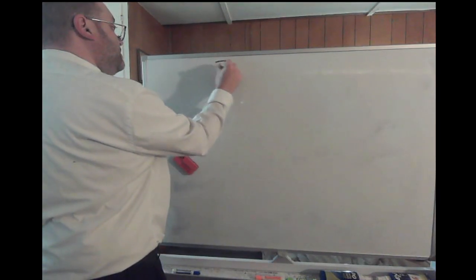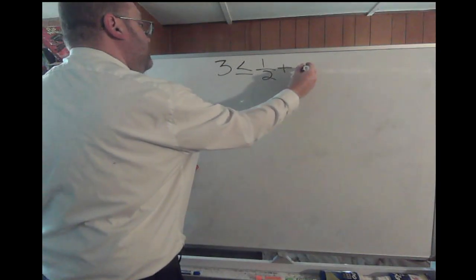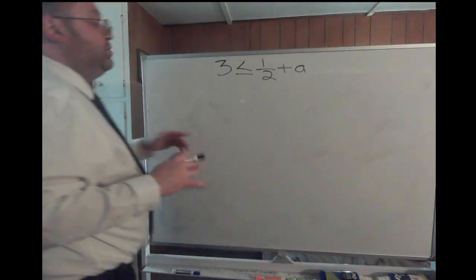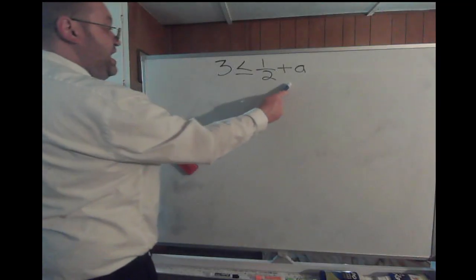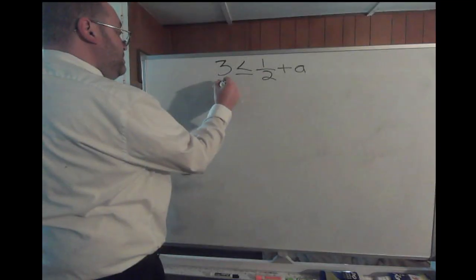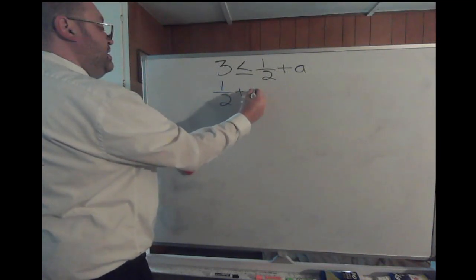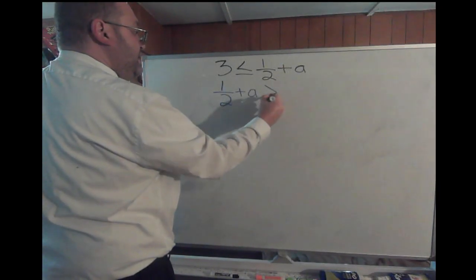All right, 3 more. Three is less than or equal to 1/2 plus a. Alright, so 3 is less than or equal to 1/2 plus a. Well, first thing I would recommend again, switch this around to where the 1/2 plus a is on the left side and the 3 is on the right. So we put the 1/2 plus a on the left.